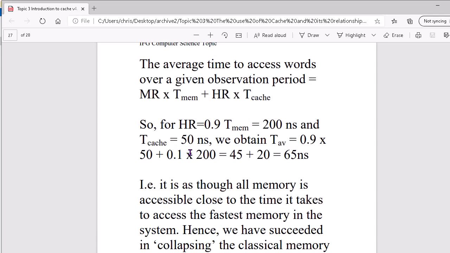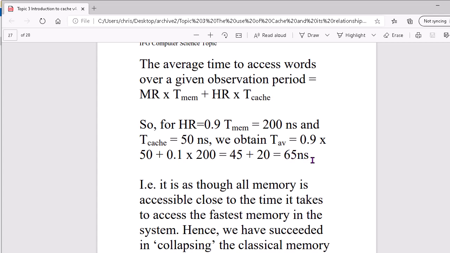So if you've got a hit rate of 0.9 and the access time of main memory is 200 nanoseconds, just for the sake of argument, and the access time, the read-write time it takes cache to finish its operation is 50 nanoseconds, we obtain the average time to access data in your computer system to be 0.9 times 50 plus 0.1 times 200. And I think I'm right in saying that comes to 45 plus 20, and that's 65 nanoseconds.